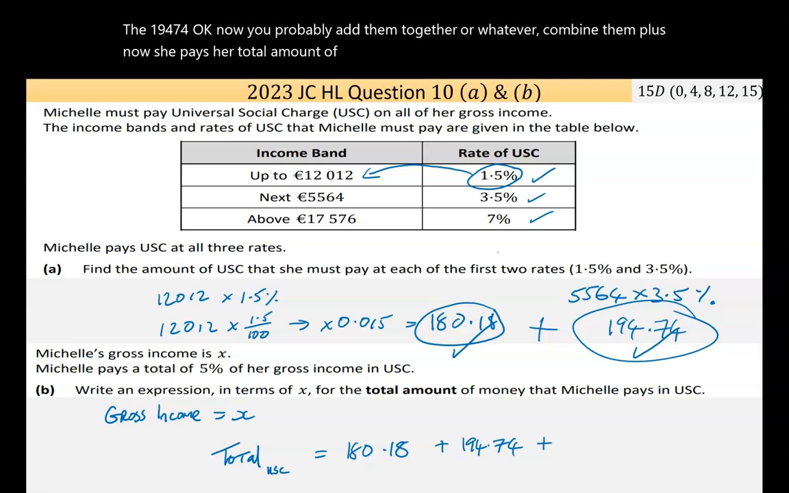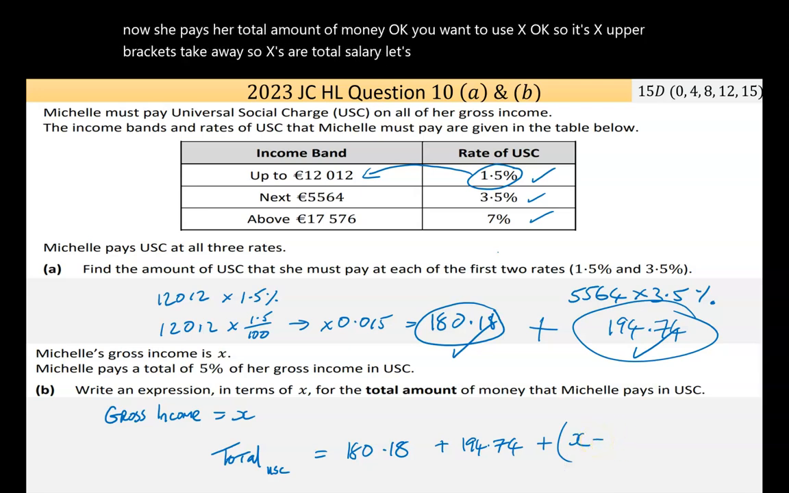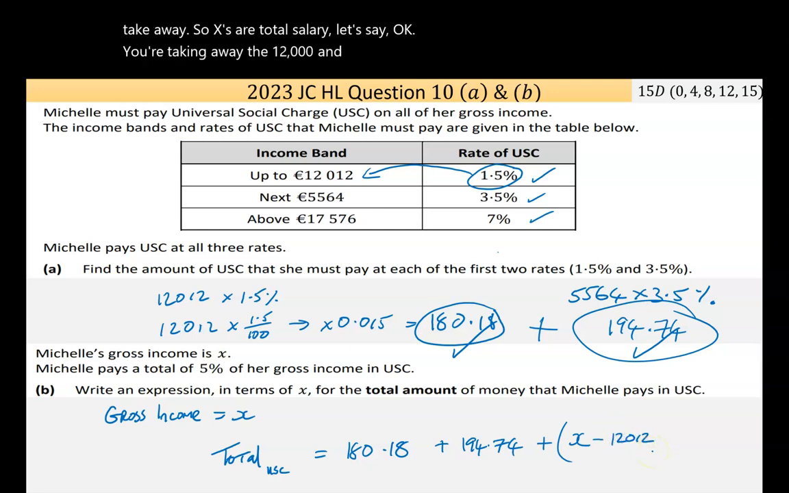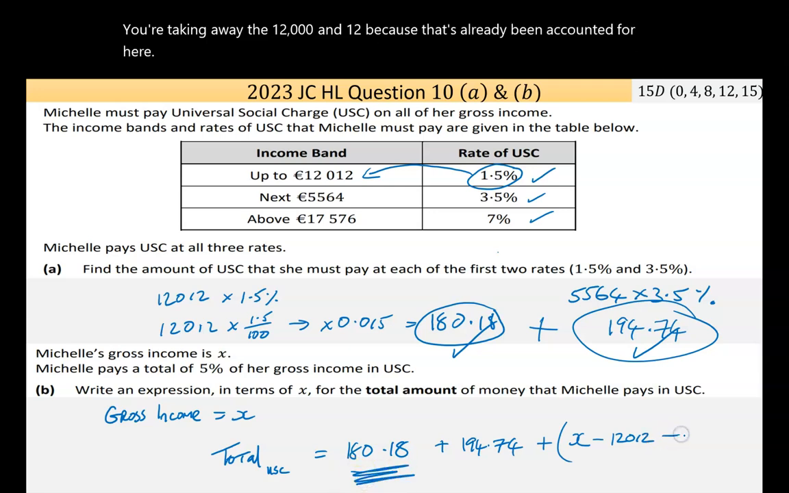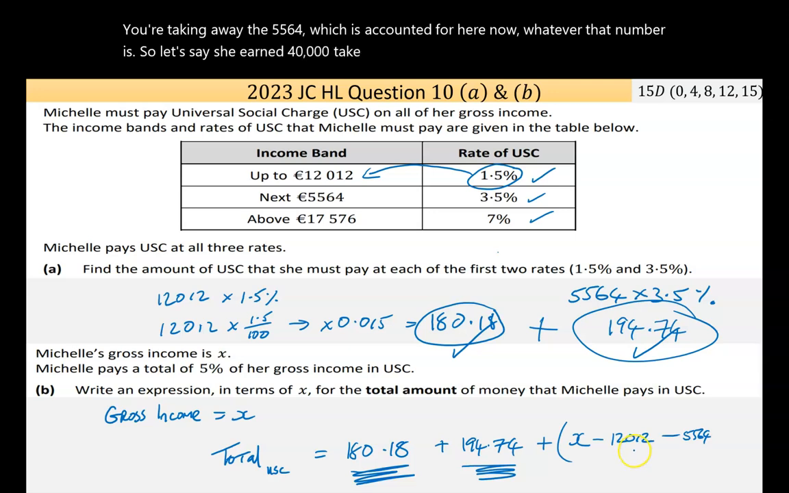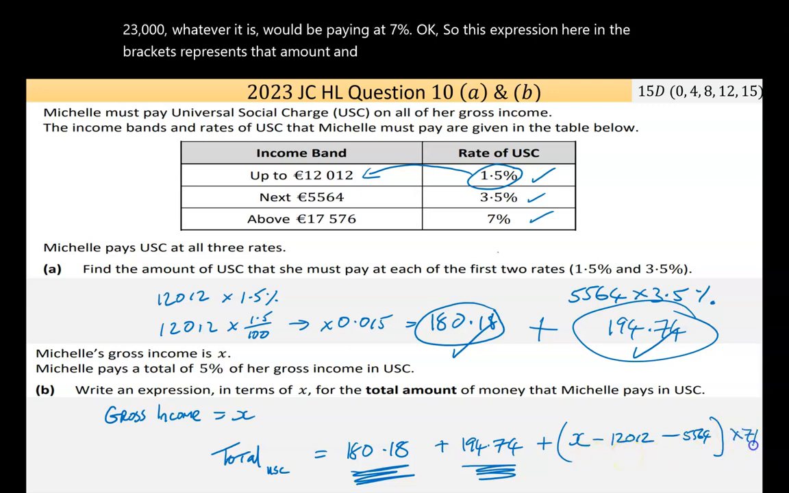Okay, you want to use X. Okay, so it's X. I'll put brackets around it. Take away. So X is her total salary, let's say. Okay. You're taking away the 12,012 because that's already been accounted for here. You're taking away the 5564, which is accounted for here. Now, whatever that number is, so let's say she earned 40,000, take away the 12,000, take away the 5,000, that 23,000, whatever it is, would be paying at 7%. Okay, so this expression here in the brackets represents that amount, and that's multiplied by 7%.